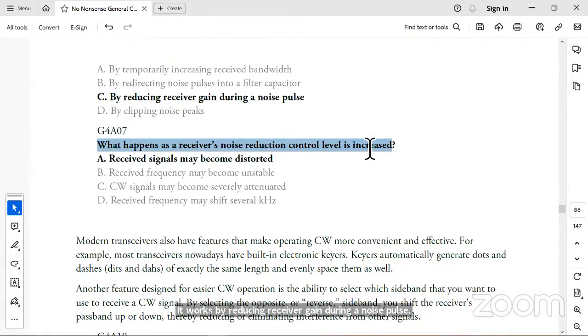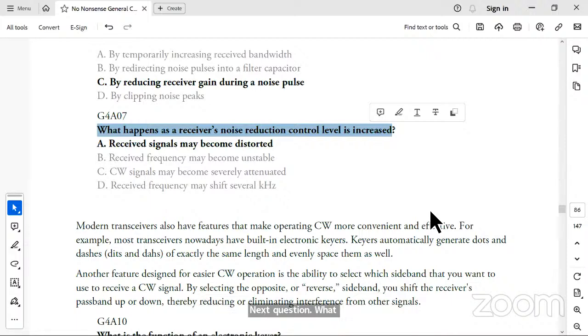Next question. What happens as a receiver's noise reduction control level is increased? Let's repeat that. What happens when a receiver's noise reduction control level is increased? In other words, we are turning up the level of noise reduction. Well, the effect of that is our received signals may become distorted.